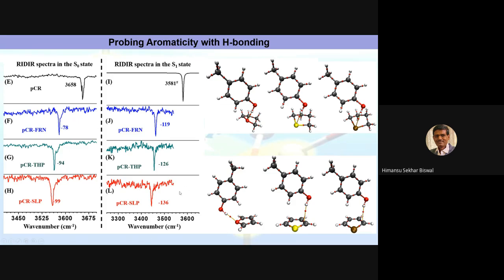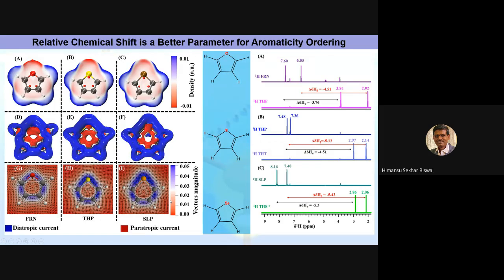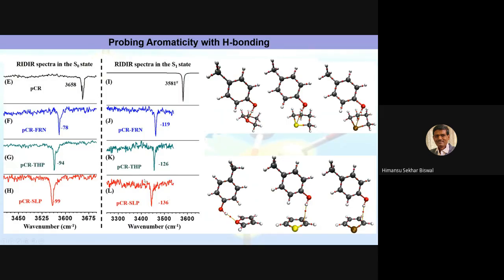We did the same thing for the excited state also. We found more and more redshift with the selenophene than the furan and thiophene. So what we conclude is that the selenophene is the most aromatic compared to the furan and thiophene. Earlier we were thinking that the selenophene, because of the selenium, has a 4p orbital, so no delocalization at all would be possible, but it is possible.